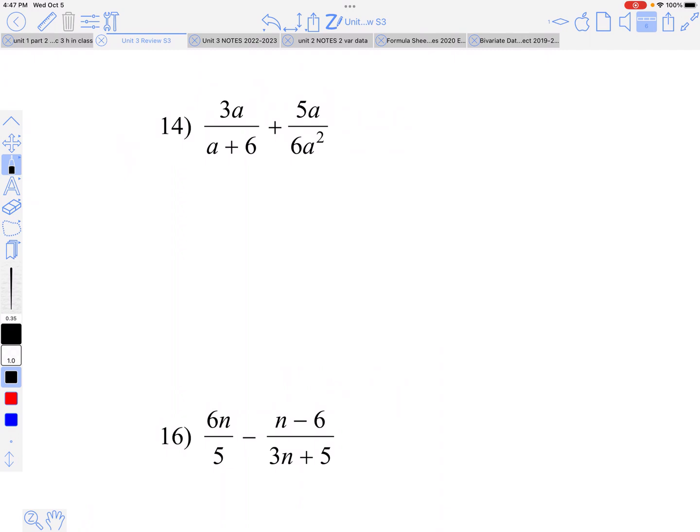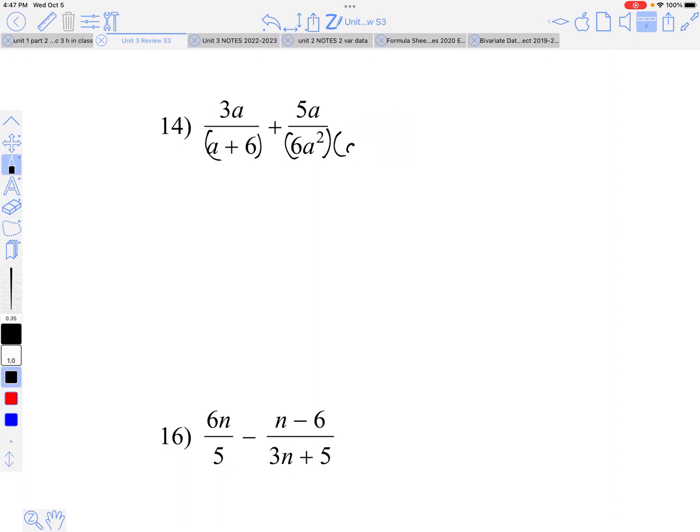Just like you learned in elementary school, in order to add or subtract fractions, you have to have the same denominator. This one has a plus 6, this one has 6a squared. Even though you see the 6 here, it doesn't have the same job as the 6 that's multiplying by the a squared. So that doesn't count. So what we're going to have to do is basically multiply these by each other.